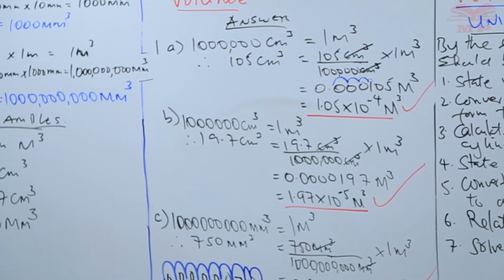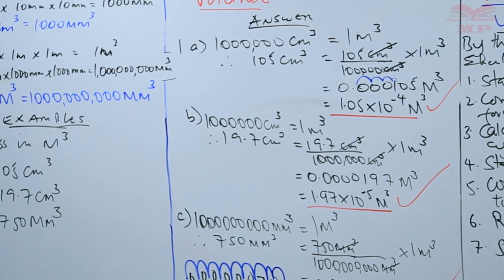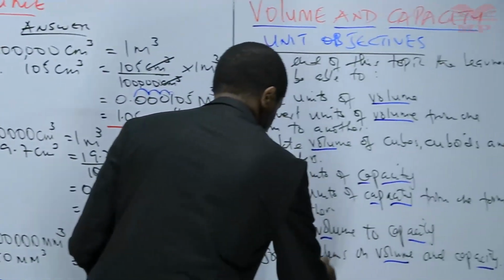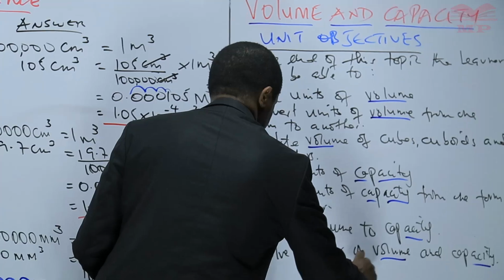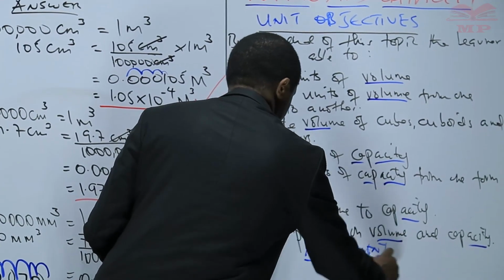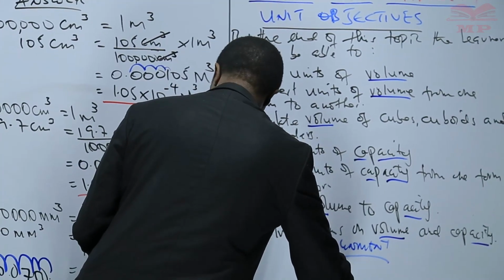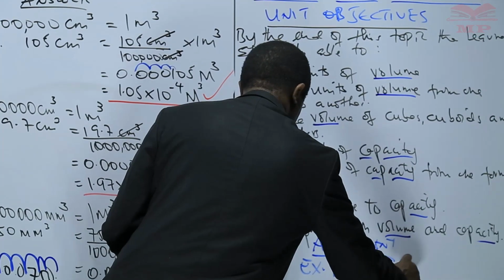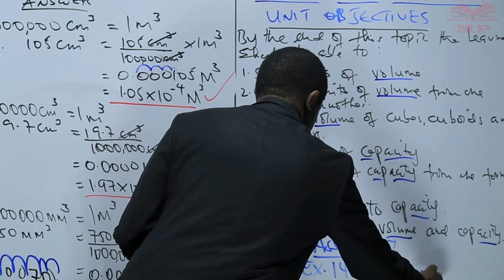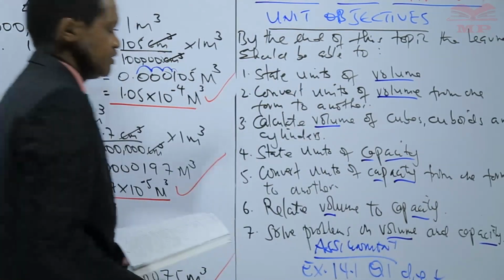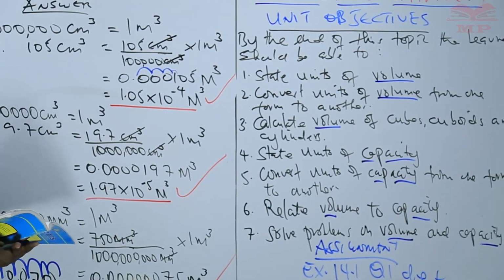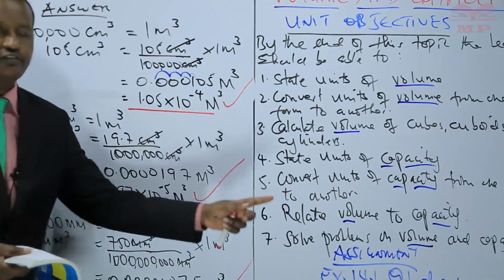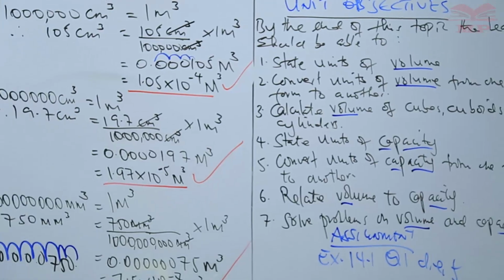I will give you an assignment as we close. This is your assignment. Exercise: go and do exercise 14.1, question 1, D, E, and F. We've done A, B, C together. Go and do D, E, F before you attend our next lesson.